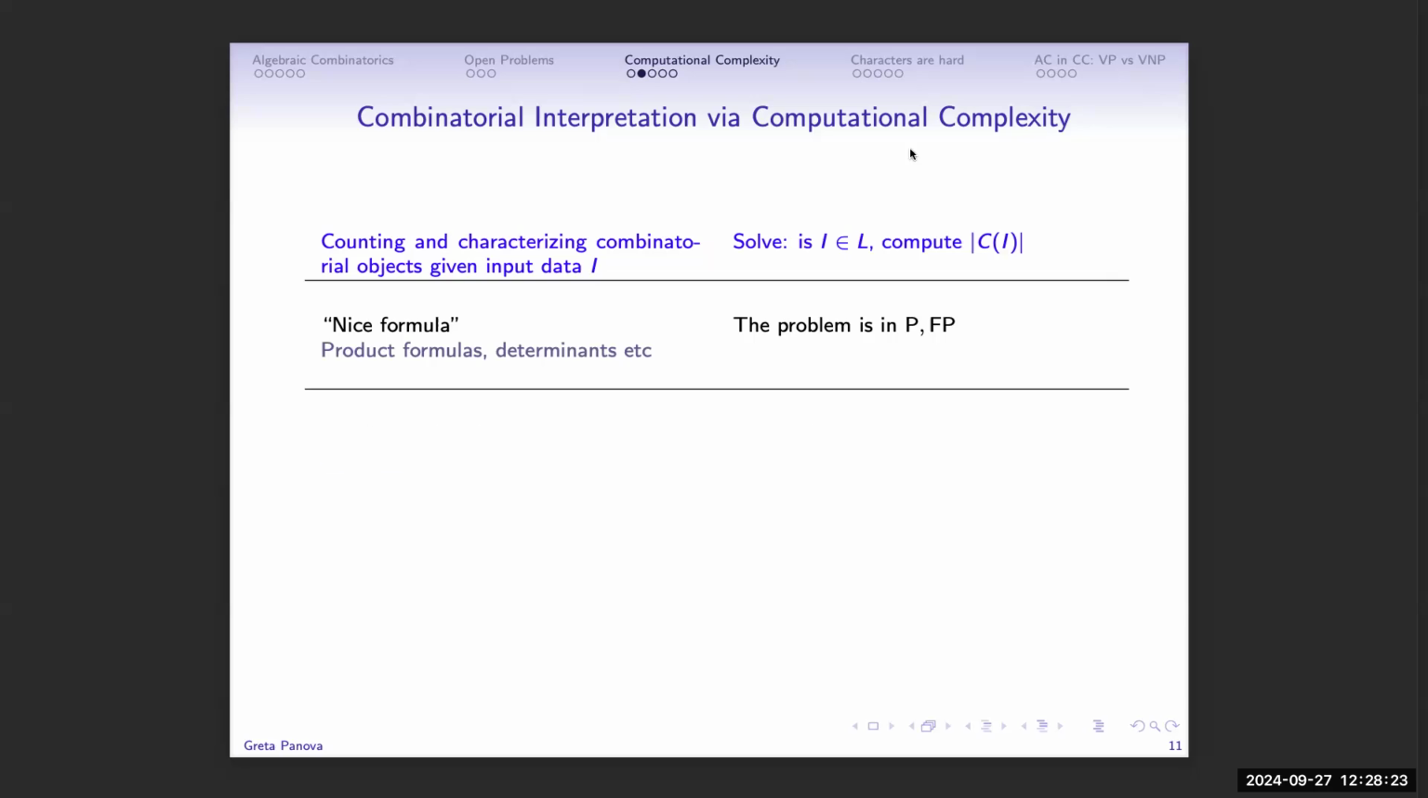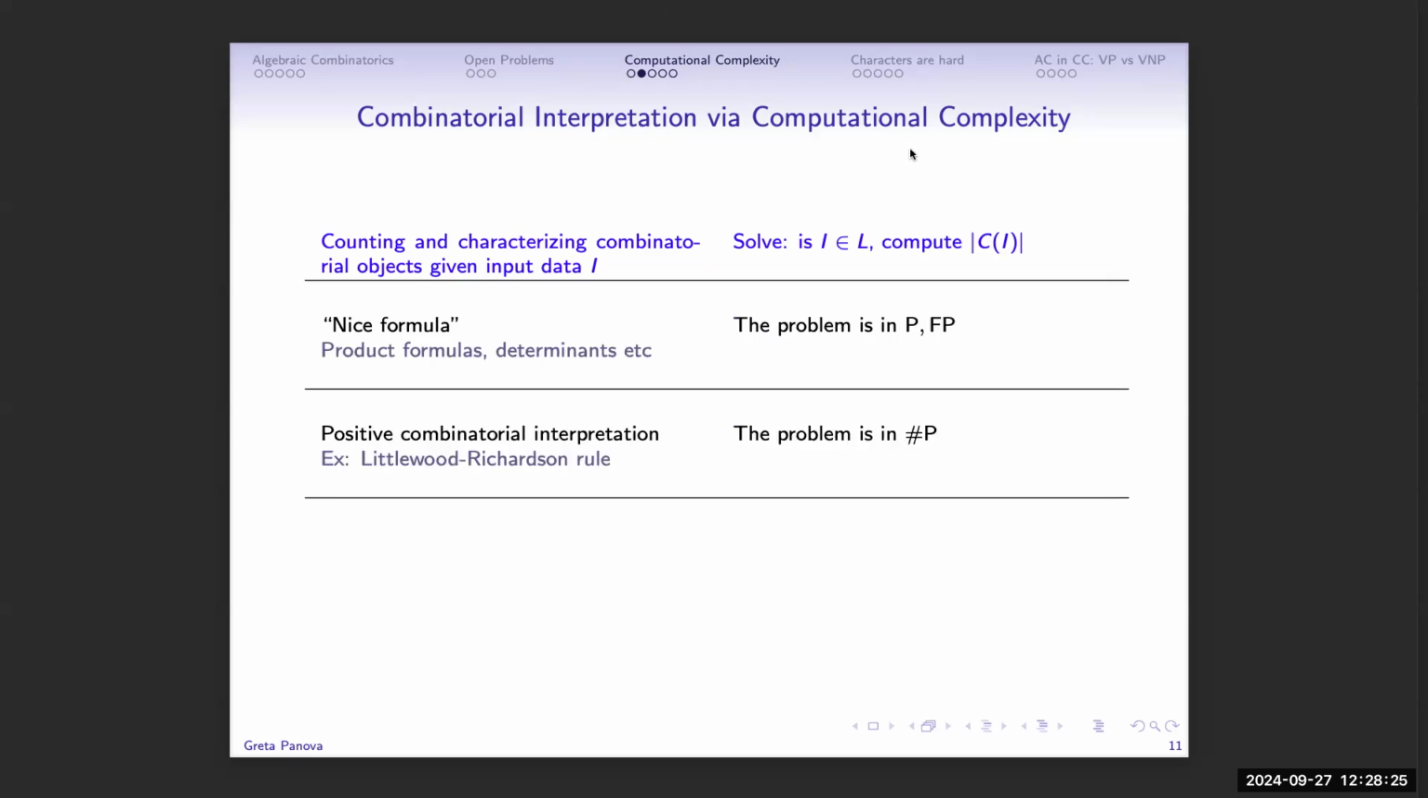If you have a positive combinatorial interpretation like the Littlewood-Richardson, so you're counting some objects, and for each of those objects you can verify easily that it's one of the ones that you want, then it's basically by definition what I showed just now, a problem in #P. An exponentially large sum of things that you can verify.